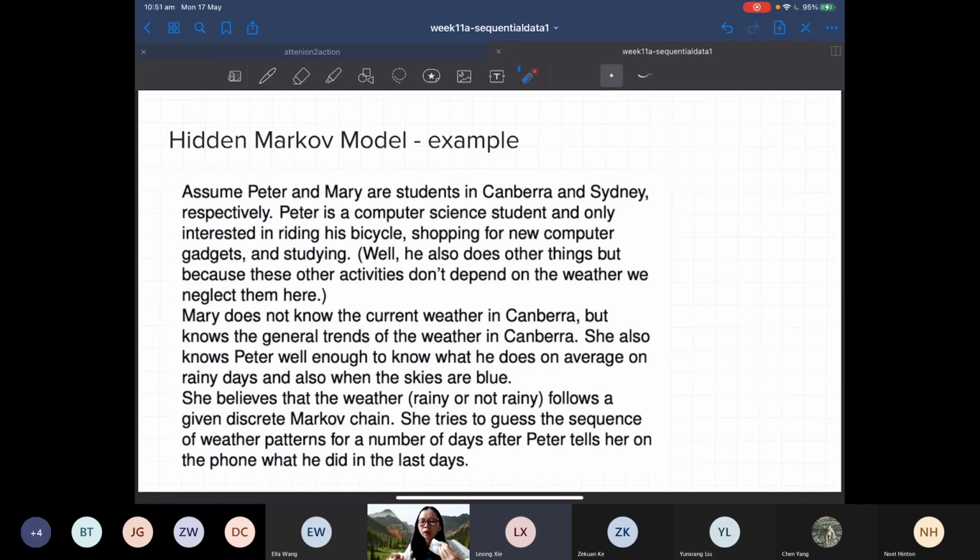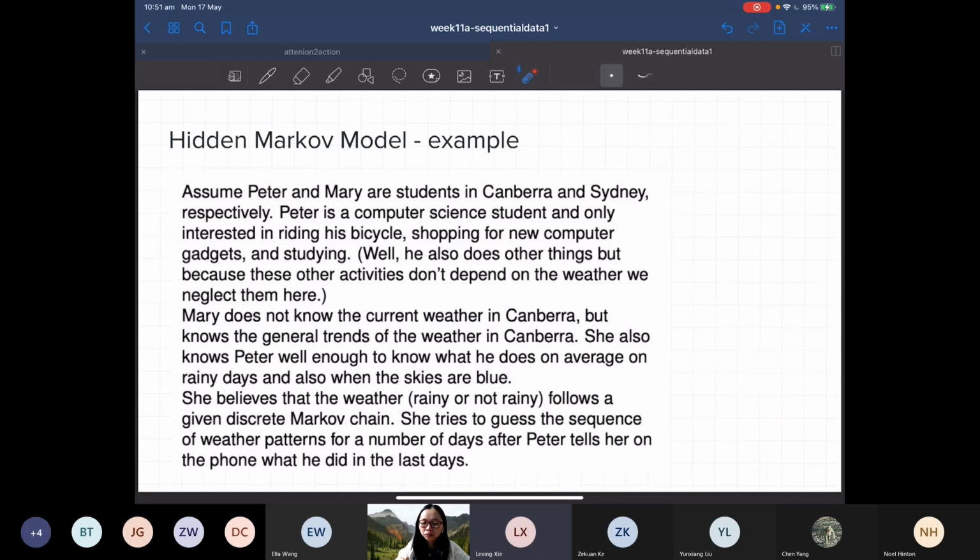Let's say Peter is in Canberra, Mary is in Sydney. They communicate often, but don't observe what each other does all the time. Peter is a CS student and only interested in riding his bicycle, shopping for new computers, and studying. Okay, this is a stereotype of, let's say, computer science students. Just bear with us with the poor analogy.